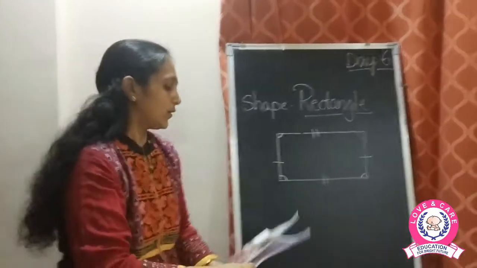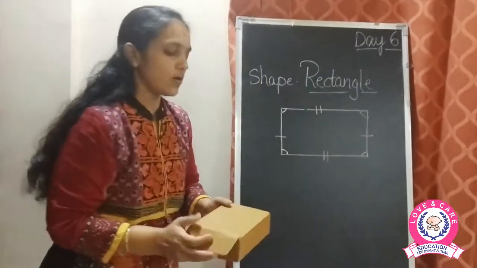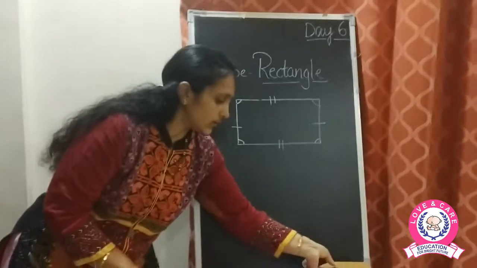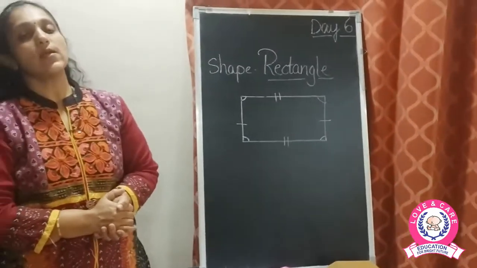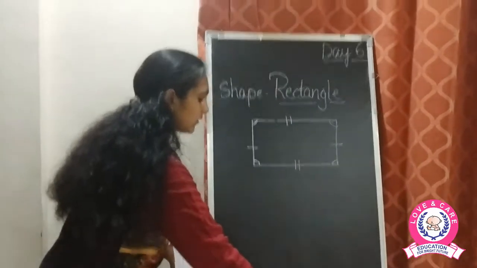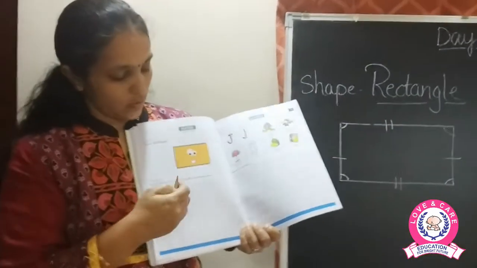So the book is also rectangle. फिर यहाँ पे I have a box that is also rectangle in shape. So these are the few examples. So in the same way there will be many things in your home. When you check it out, you will know that how many things that you can find they are rectangle in shape.